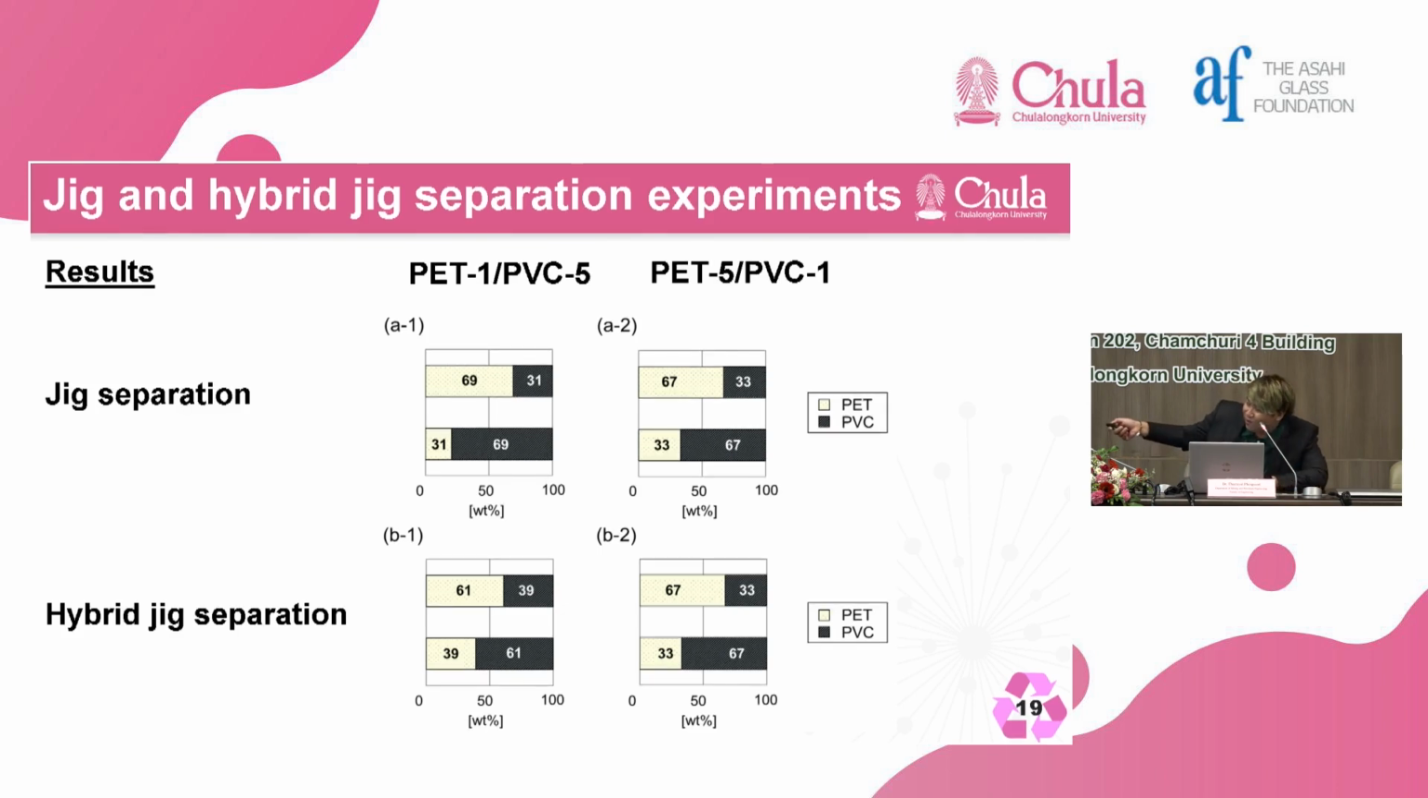Sorry, its location is a mistake. So the jig separation is here and here. The purity of plastic is 90, 69, and 61. However, in the case of hybrid jig, since the bubble attachment and flatness ratio as well as purity go in the opposite way, the effect is negative. So we can achieve a similar value.